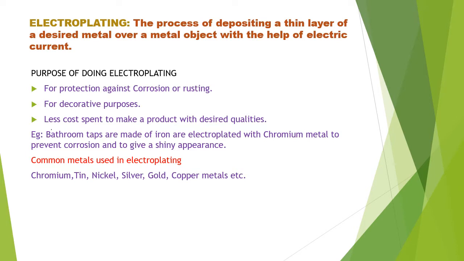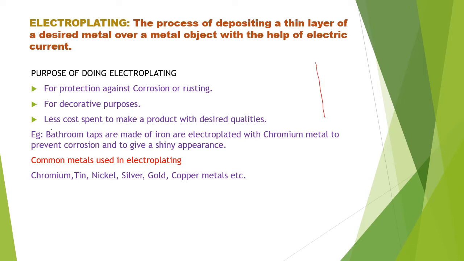The first slide, the definition of electroplating is given. That is the first application we have learned in part 2 about the chemical effects of electric current. So what is meant by this electroplating method? This is a process of giving a thin layer of desired metal over a metal object with the help of electric current. So, for doing this process, what you are supposed to do?